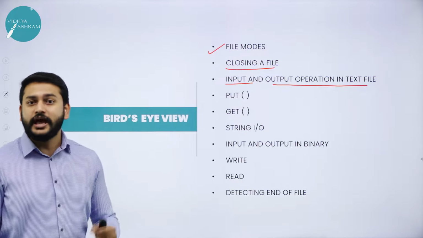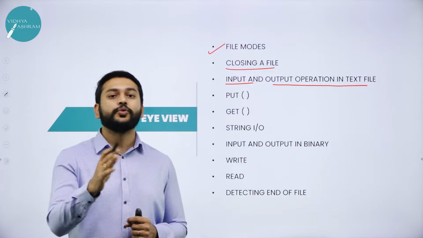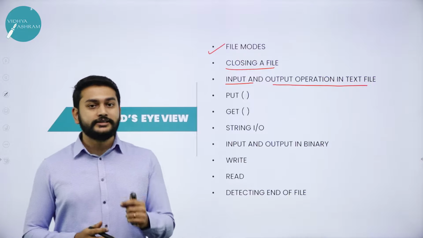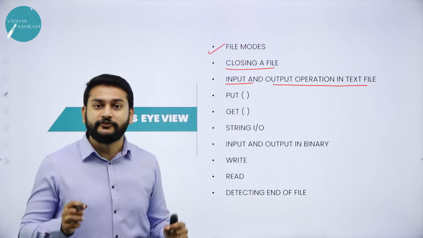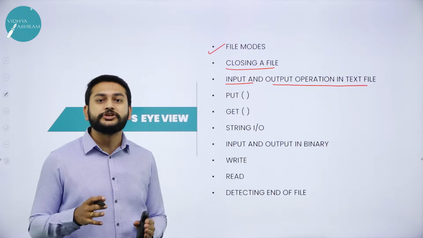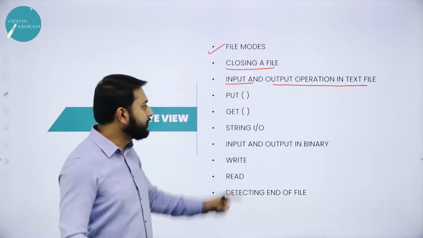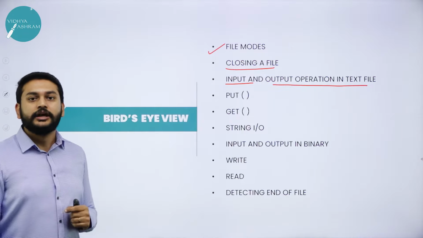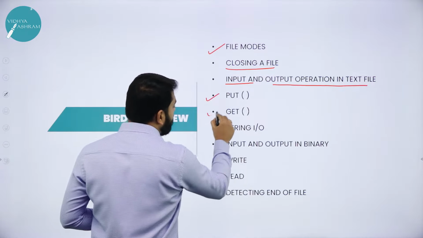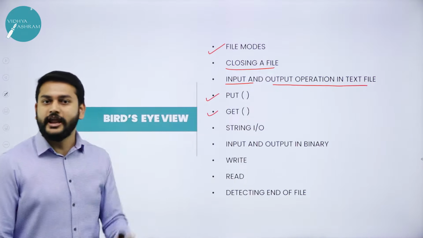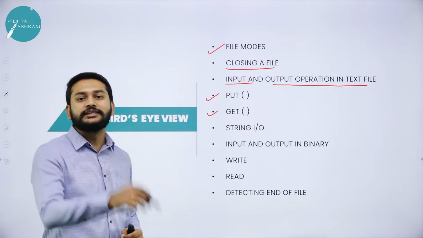In the previous class, I discussed two different types of files: one is the text file, another is the binary file. I will be discussing input and output operations with respect to the text file. The input and output operation is different from the text file to the binary file. I will also be discussing very important functions, the put function and the get function, and what we do with these functions, with the syntax.